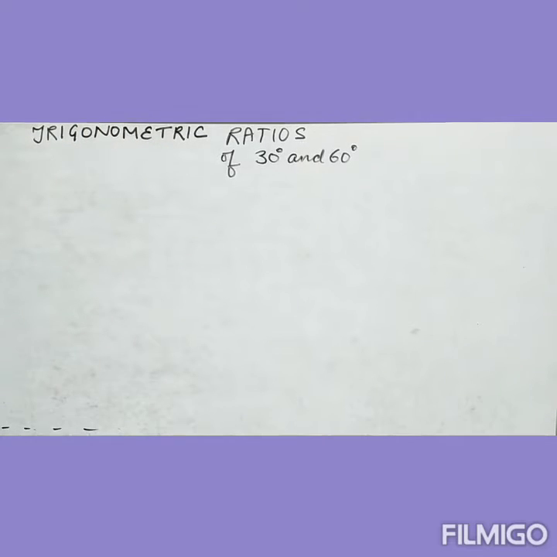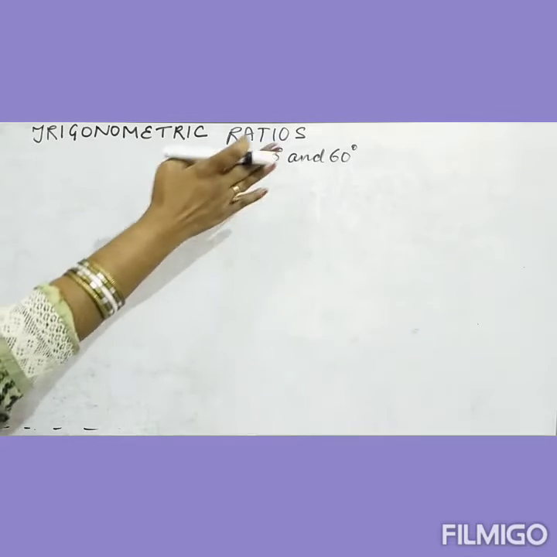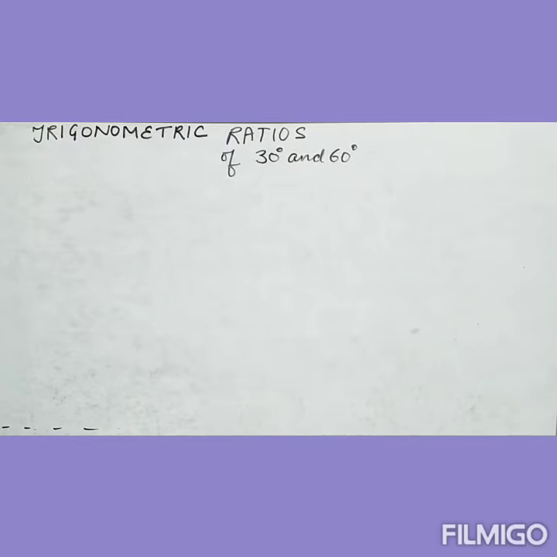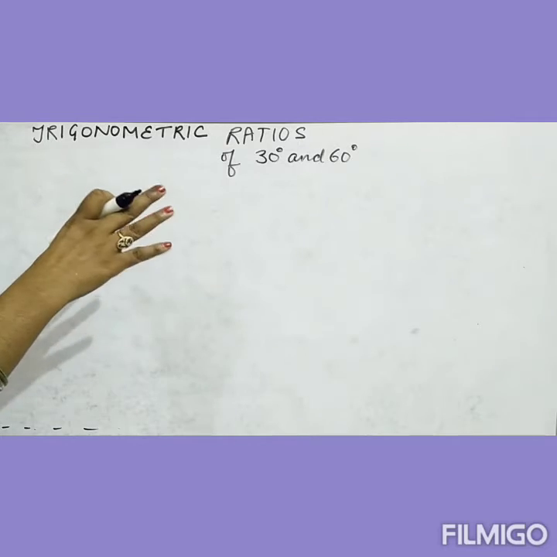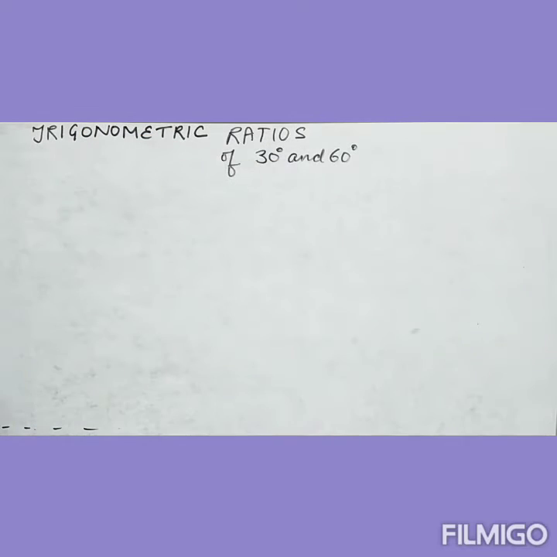Trigonometric ratios of 30 degree and 60 degree, we will calculate the values of these two specific angles, right? In my previous video, I told you a trick for how to make a table. Now in this video, we'll discuss how we actually get the values of 30 degree and 60 degree. For getting all six ratios for 30 degree and 60 degree, we have to make an equilateral triangle.